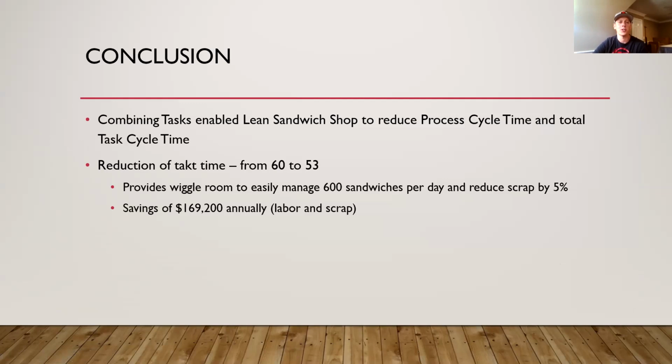So again, conclusion, simply combining tasks is what will enable the Lean Sandwich Shop to reduce their total process cycle time and total task cycle time. That's a reduction in takt time from 60 to 53. That provides enough wiggle room to easily manage our daily production of 600 sandwiches per day, and also allow us to reduce our scrap rate from 10% to 5%, giving us a total savings of $169,200 annually.